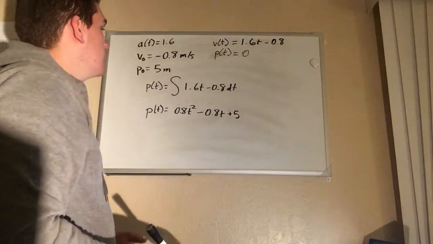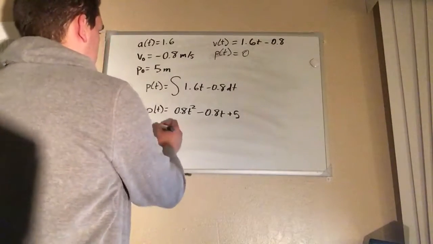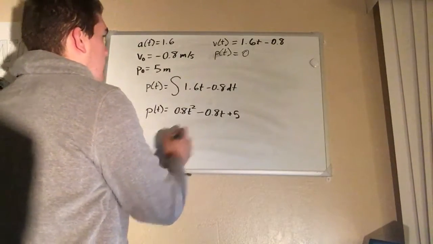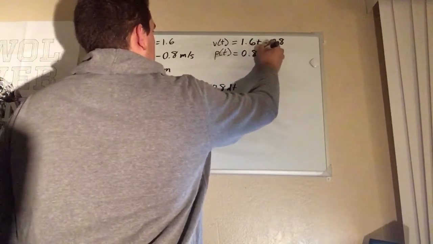So now we need to find out when that is going to equal 0. So I think, first of all, let's write down this function up here, and then we can have more room to work on this equation.